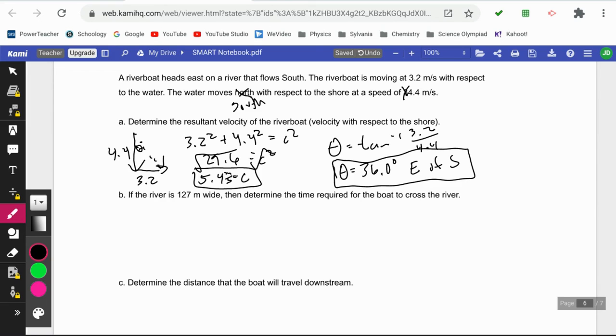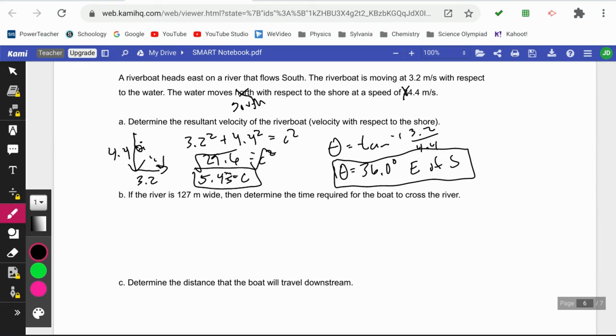Where it becomes different now is part B. If the river is 127 meters wide, then determine the time required for the boat to cross the river. Now, the question is, what velocity do I use? Do I use the resultant that I just found? Do I use the velocity of the river, again, with just the velocity that the water is moving? Do I use the velocity of the boat? Well, hopefully that kind of makes sense.